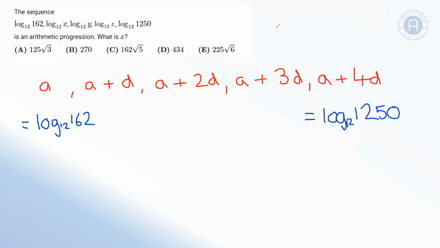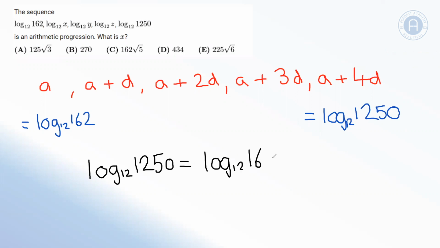So for this second equation we have here, a plus 4d equals log base 12 of 1250. We can actually write that as log base 12 of 1250 equals, rather than writing it as a plus 4d, since we know that a is log base 12 of 162, log base 12 of 162 plus 4d.